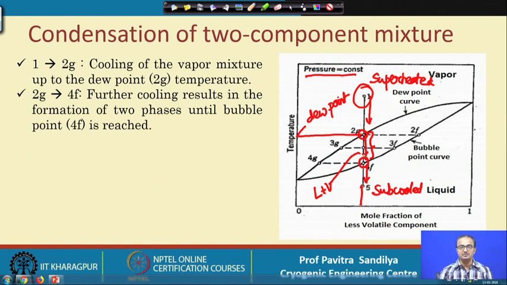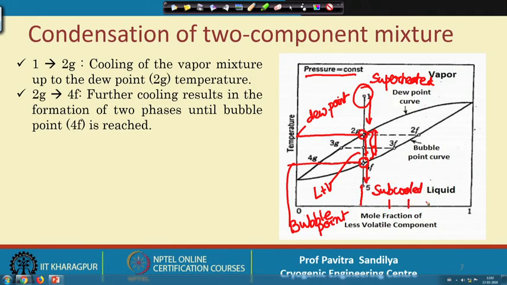The only difference is that the temperature keeps varying within this two-phase region, which does not happen in case of the pure component. So, the temperature corresponding to 4F is the bubble point temperature. That is how the dew point is the maximum temperature and the bubble point is the minimum temperature for the existence of the liquid and vapor phases together.